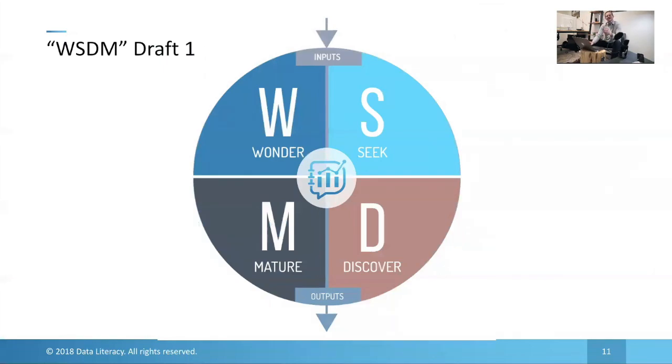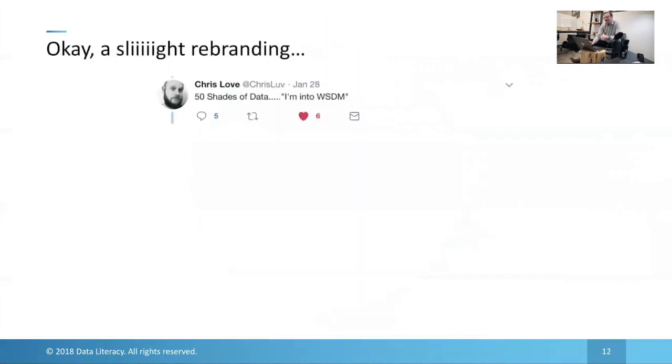And then it's how you make something, right? Okay, you have your idea about it, you see it a certain way, and then you throw it out there. The rubber hits the road and it hits reality. So this is what happened to me when I put it out there. A good friend of mine, Chris Love over there in the UK, said, hey, 50 Shades of Data, I'm into WSDM. And, poor naive me, I'm such a simple, pure person, I sat there for a while looking at this tweet. I just couldn't get it. I didn't know what he was talking about.